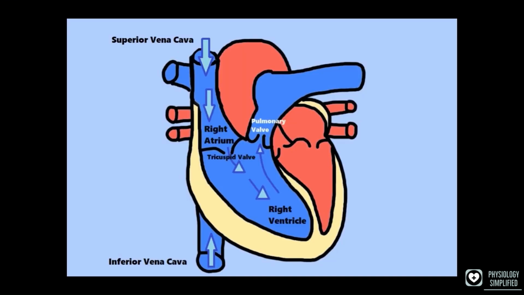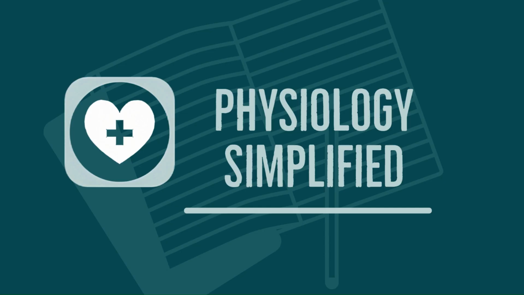This little animation shows the perfect labeling of circulation of blood through the heart. That winds up the double circulation.